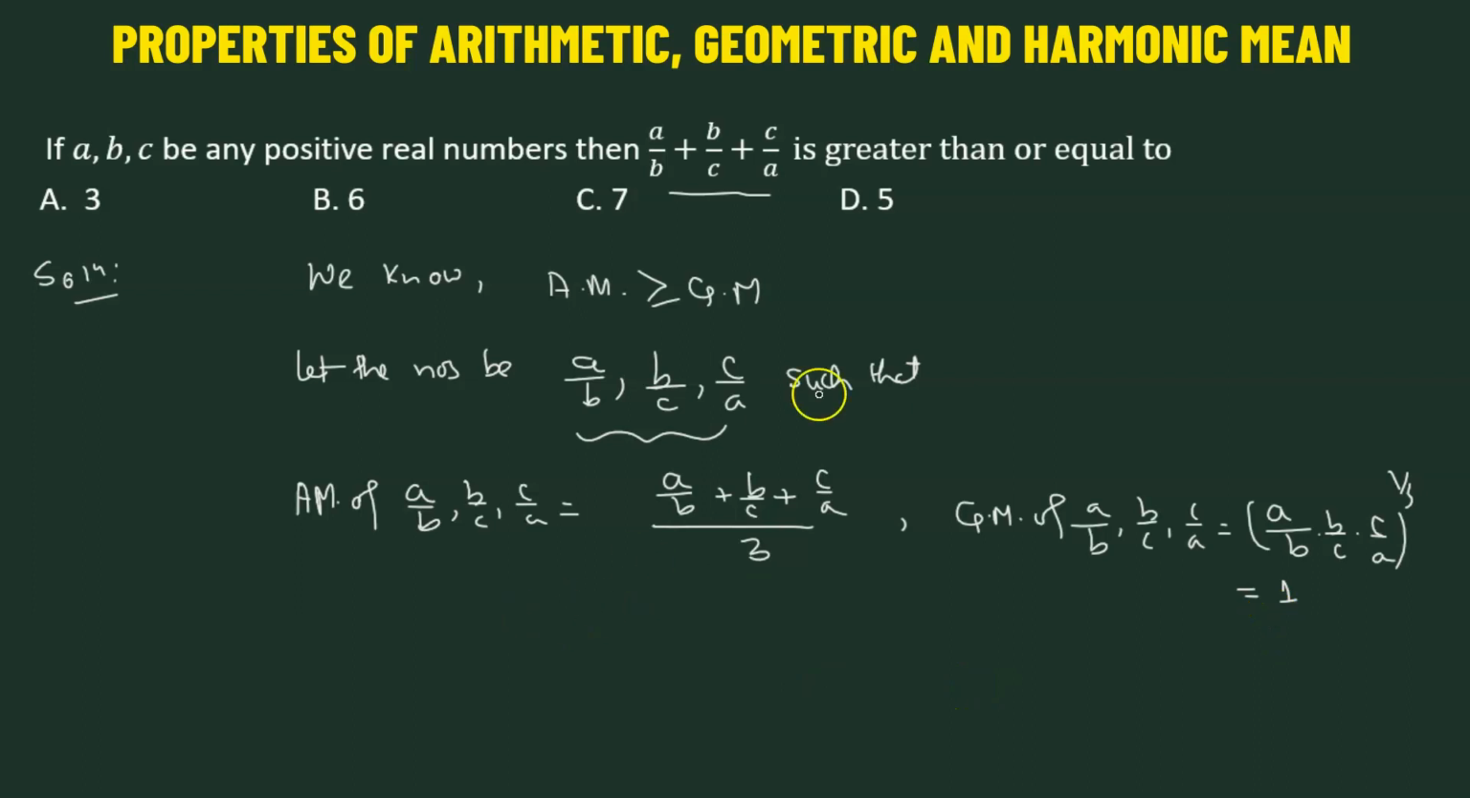Now we can use the fact that AM is greater than or equal to GM. So we have a over b plus b over c plus c over a, divided by 3. That's the arithmetic mean of these three numbers. So that's greater than or equal to the geometric mean, which is simply 1. Now what we can do is multiply both sides by 3. So we get finally a over b plus b over c plus c over a is going to be greater than or equal to 3, which means option A is the correct answer.